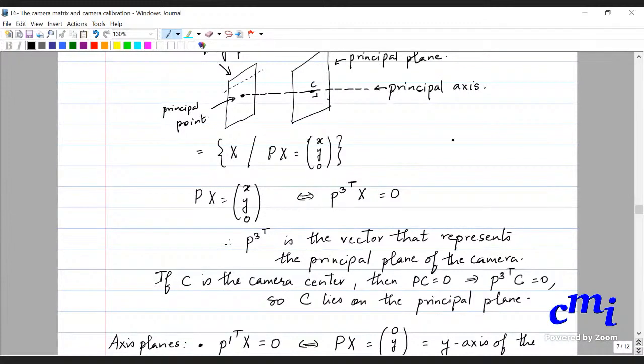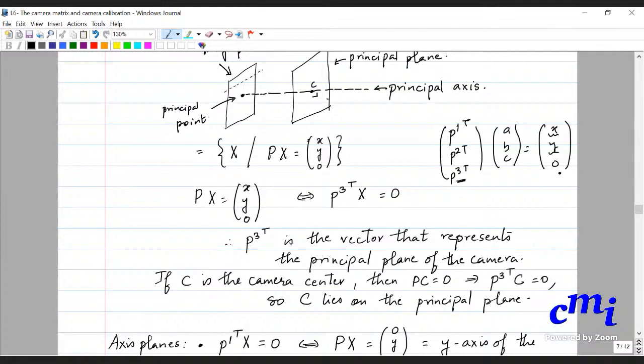Correct, because when you are applying the matrix, you have P1 transpose, the first row of the matrix, the second row, the third row, being applied to the point x, y, z. Let me call this something else, a, b, c. If that is to be sent to something and 0, then the third element applied to this vector should be 0. But that third element is P3 transpose. So that's all I'm saying: Px is going to look like this if and only if P3 transpose x is 0. That's because of this.